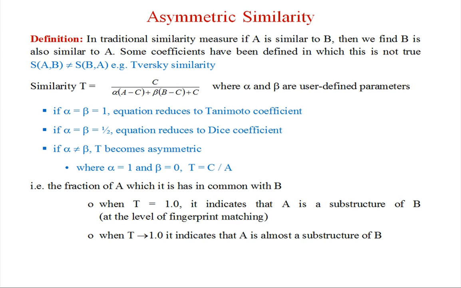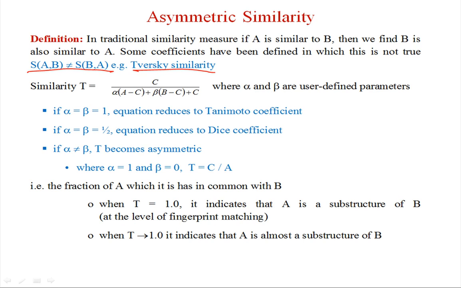Now another thing is asymmetric similarity. In traditional similarity measures, if A is similar to B, then we find that B is also similar to A. But some coefficients may have been defined in which this is not true. For example, here SAB is not equal to SBA. This is called Tversky similarity.